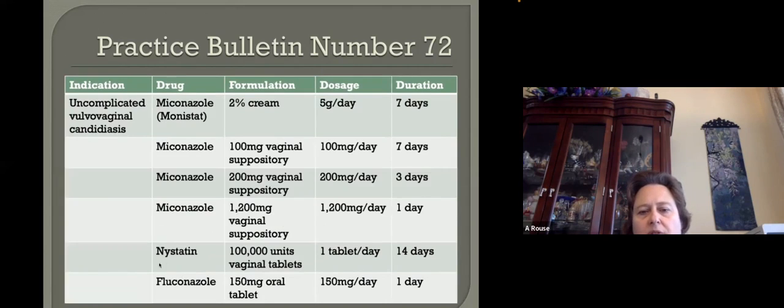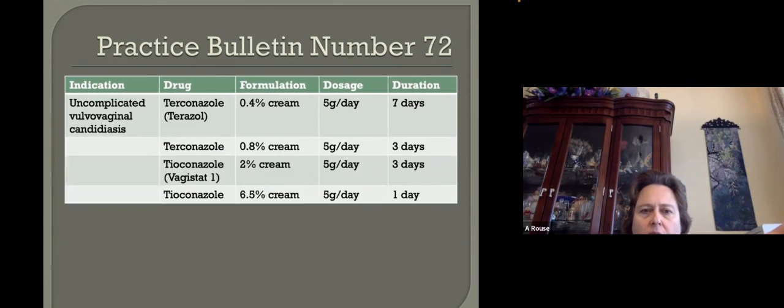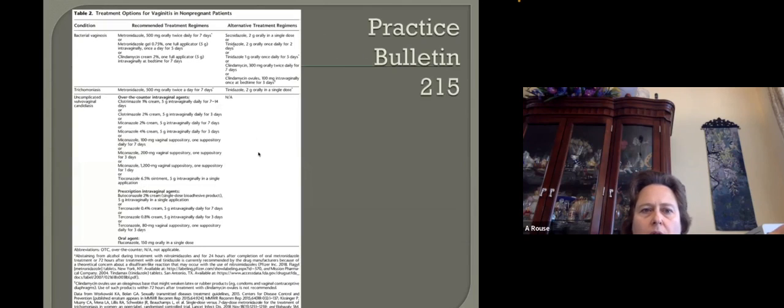And your miconazoles, your nystatin that does come in a vaginal tablet as an option. And then you've got your fluconazole. We all know patients will tell us they don't like the messy over-the-counter suppositories. So that's what their preference is. But again, a lot of over-the-counters don't need to have prescriptions. And this is their summary of that.